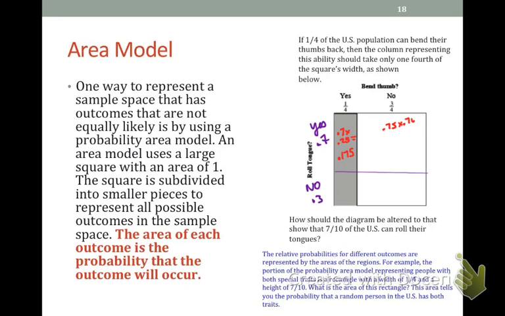And then you can go ahead and complete the table or the area chart by figuring out the area of each little section. So you get a sense that only 7.5% of people can bend their thumb but not roll their tongue, etc. And all 4 of those probabilities better add up to 1.